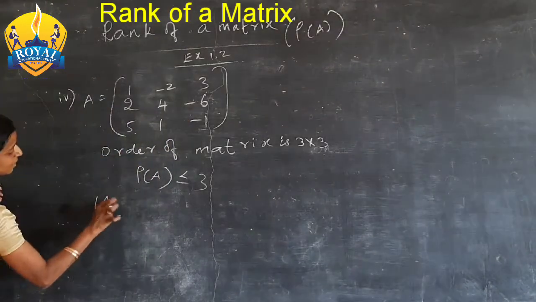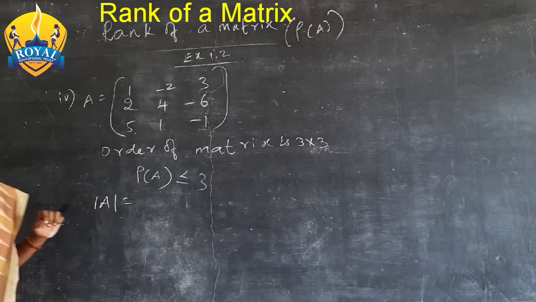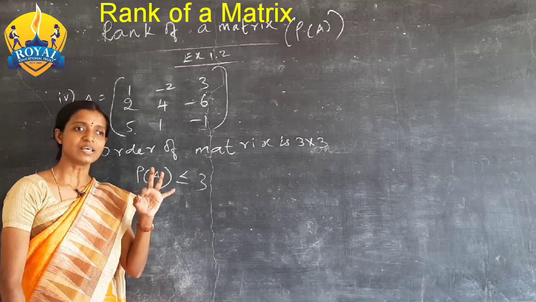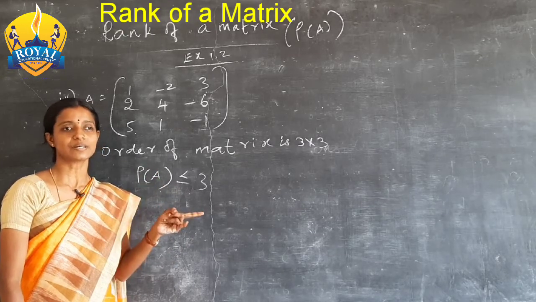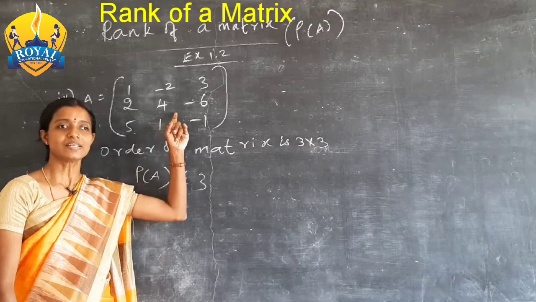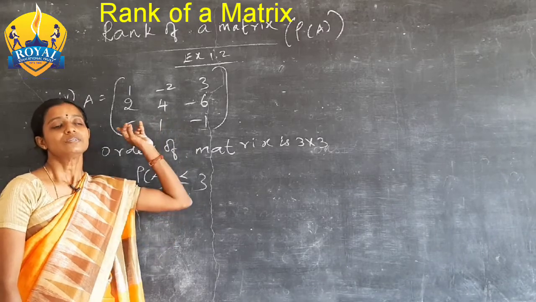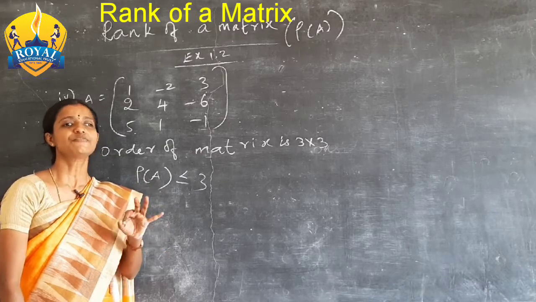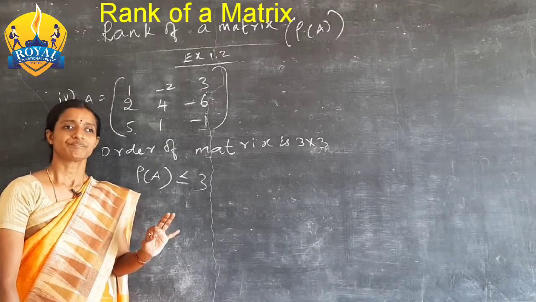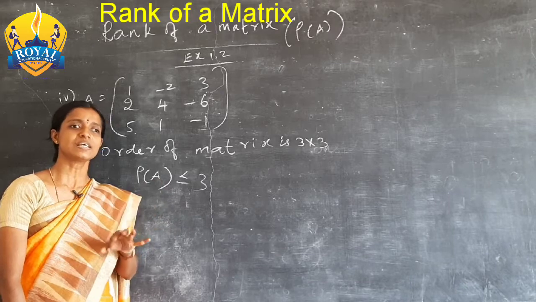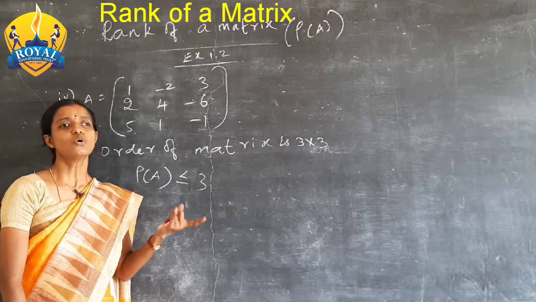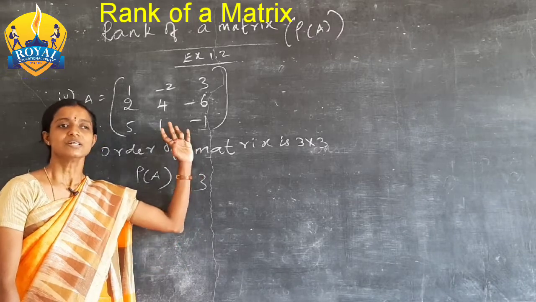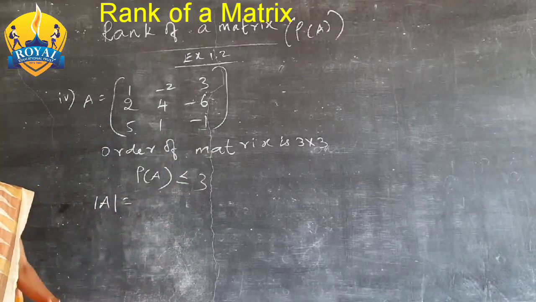So what is the determinant of A? I hope you have also learnt expanding a 3 cross 3 matrix using the determinant. This matrix can be expanded either row wise or column wise, but most children prefer the row wise method, they won't go with the column method. So we also expand this matrix using row wise.